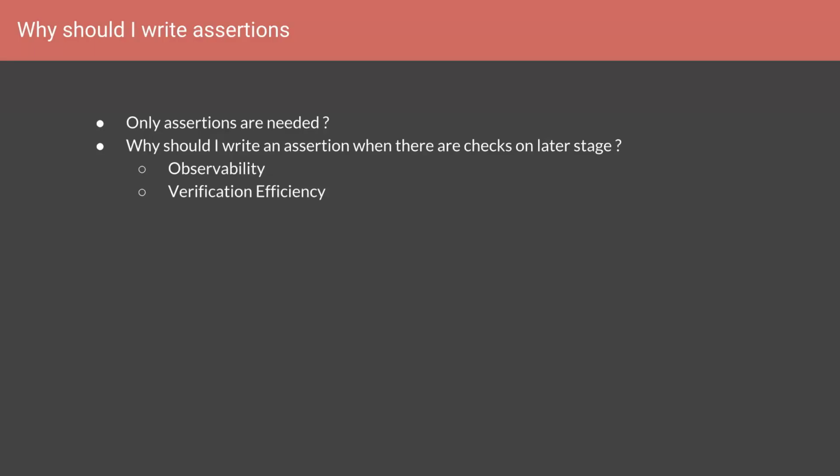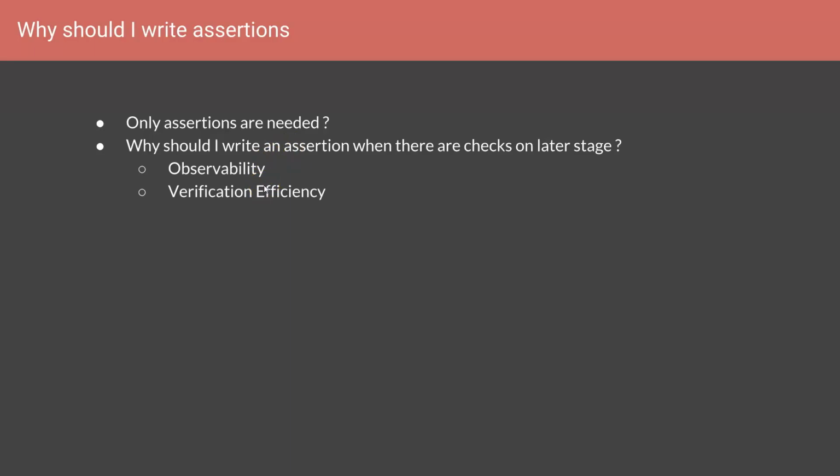Assertions are minimal checks in the code which will do certain functionality in the simulation. But definitely you should be adding your regular test bench components for checking the behavior of the DUT. Now, when there are additional checkers in the later stage of the simulation, why should you write assertions in the code? The simple answer for that is observability.